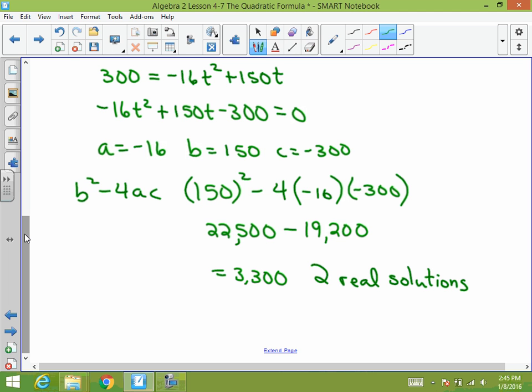So yes, the rocket will reach a height of 300, I think it was meters, I'm not sure. Meters or feet, let's say 300 feet.